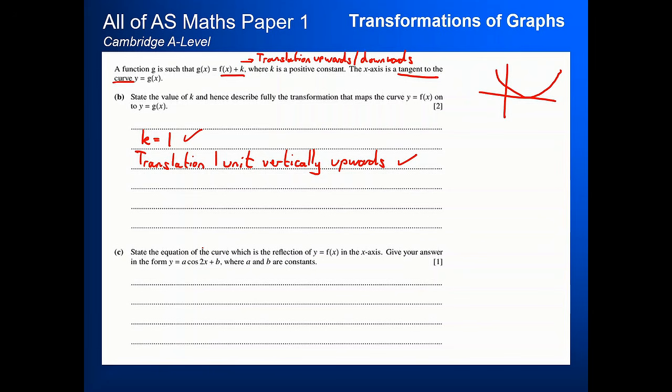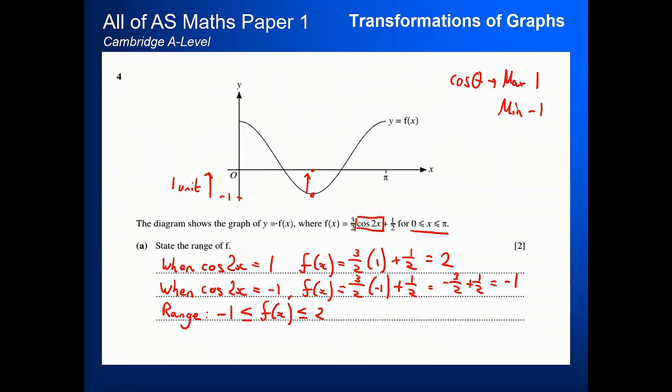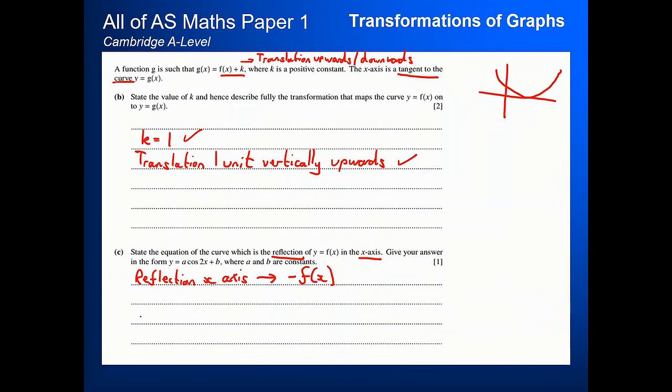Now we need to state the equation of the curve, which is the reflection of y equals f of x in the x-axis. That's really important. And reflection. Give your answer in the form y equals a cos 2x plus b, a and b constants. Right, so whenever you have a reflection, and these are ones you need to learn off by heart, not generally given to you, in the x-axis, then the function is generally written as minus f of x. And I'll talk about the reflection in the y-axis in the very next question. So all we need to do is just do minus f of x. Well, f of x is equal to this. So all we need to do is put a minus in front of the entire function.